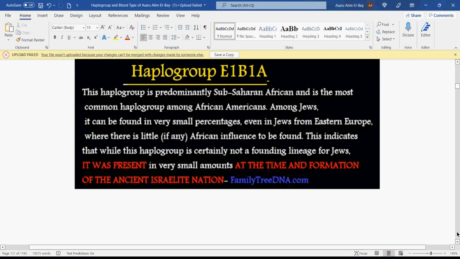Among Jews, it can be found in very small percentages. Even in Jews from Eastern Europe, they don't have it, or they have very little of it, where there is little, if any, African influence to be found. This indicates that while the haplogroup is certainly not a founding lineage for Jews, it was present in very small amounts at the time of the formation of the ancient Israelite nation. So they're not trying to give it up, but they had to give it up because E1B1A was at the founding formation of the ancient Hebrew or Israelite nation. This is what it just said. All right? Everybody understand that?